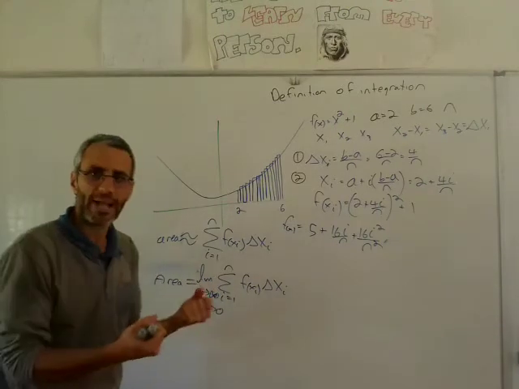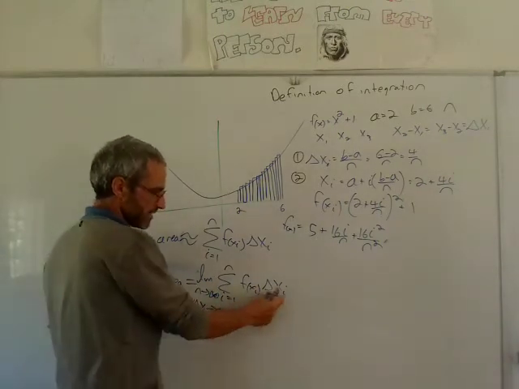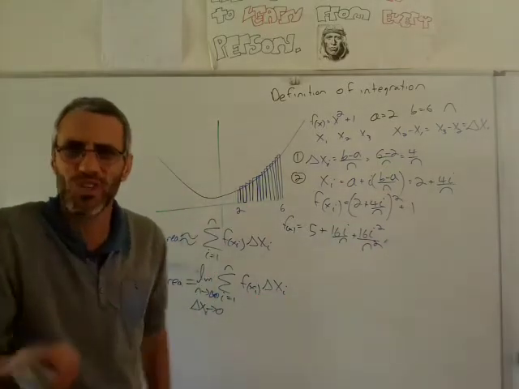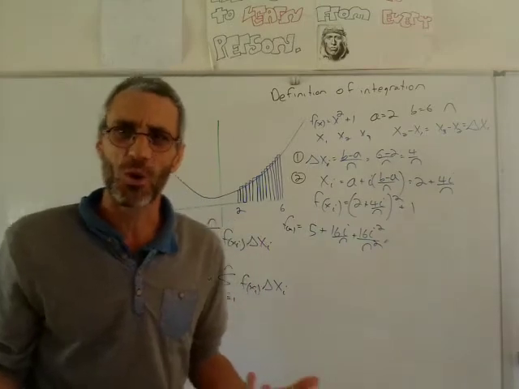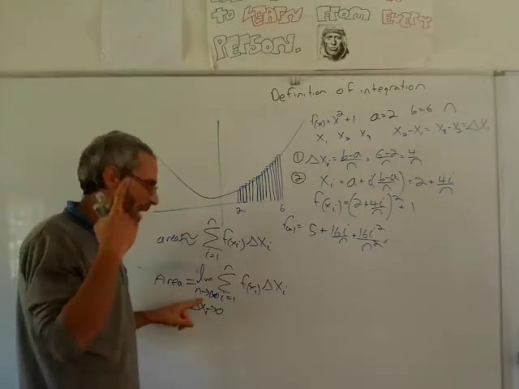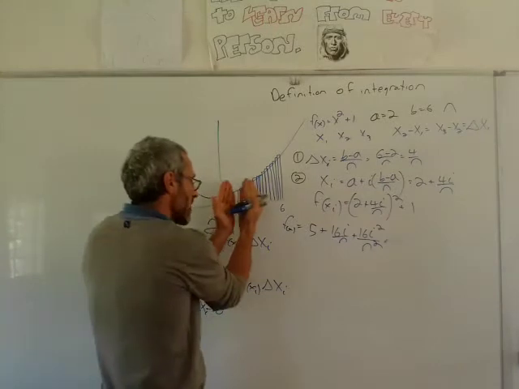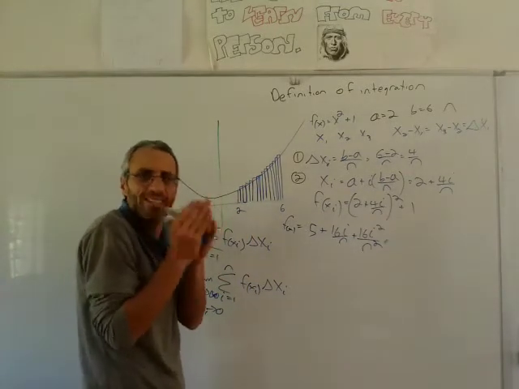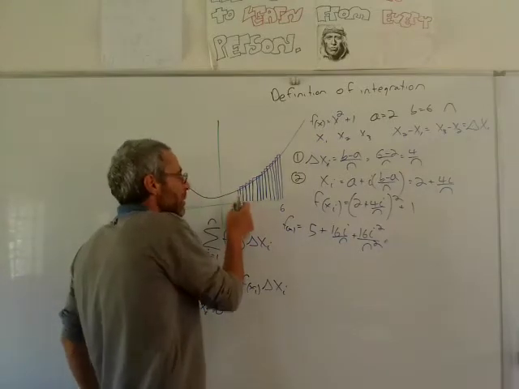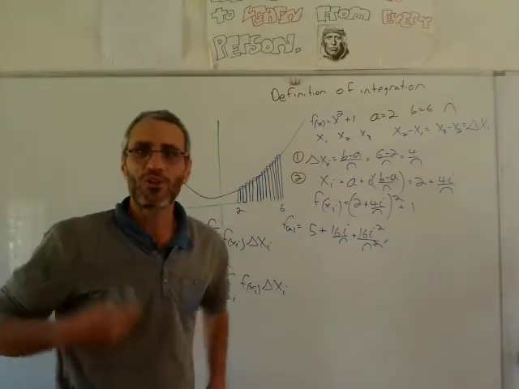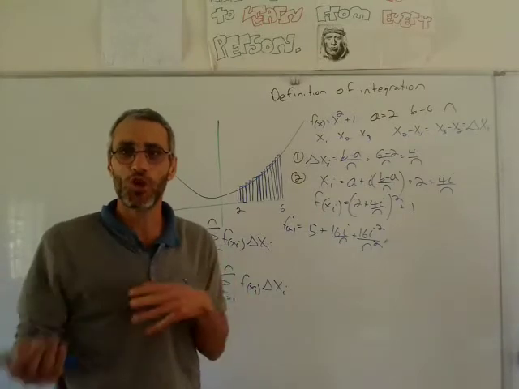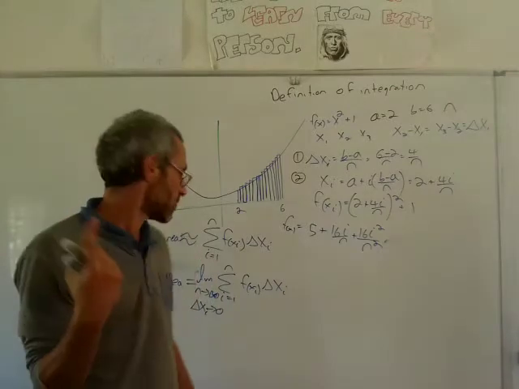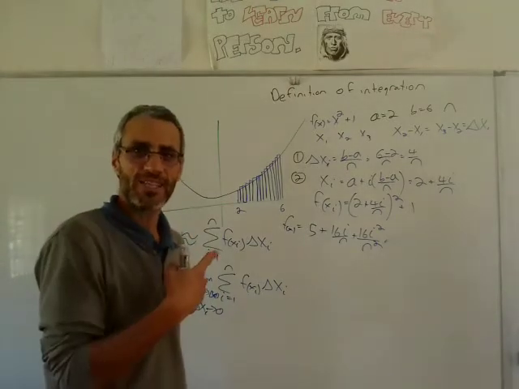And it's kind of like a battle. If I make delta xi closer and closer to zero, that means the width is close to zero, so the block has an area close to zero. But on the other hand, I'm adding more and more blocks. So yes, the area of each block is infinitesimal, tiny, almost zero, but I've got an infinite number of blocks. So overall, when I'm adding infinite terms, each of which is pretty much zero, I can get a number which is not zero and not infinity. Let's see what that looks like.